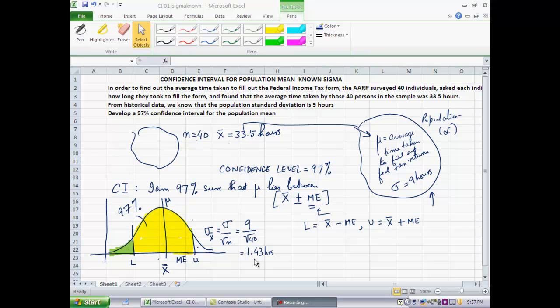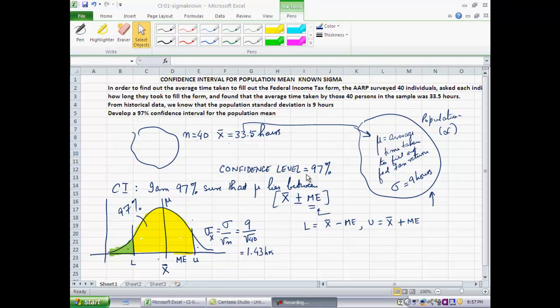So that's one standard deviation of the sample mean, how large that is. Notice that this is not the standard deviation of the population. This 1.43 is the standard deviation of the sample mean. It depends on the sample size, as you saw from the expression over here. Now the question is, how large should this margin of error be?